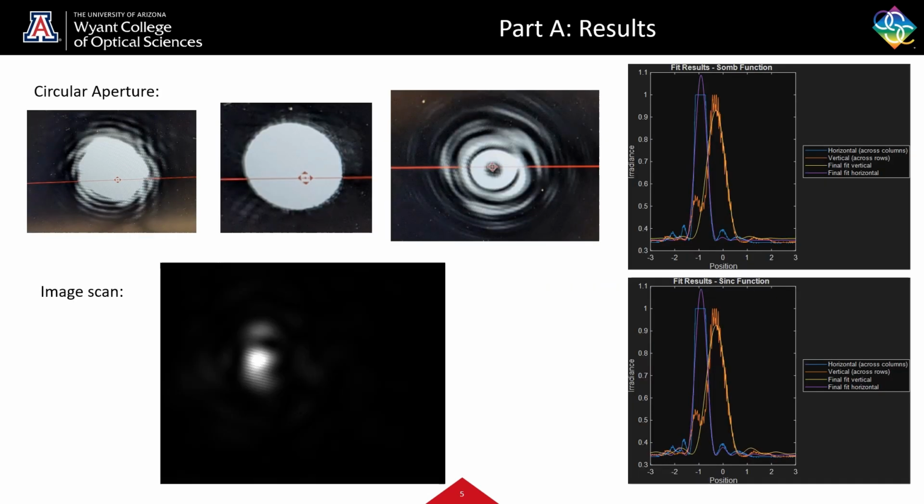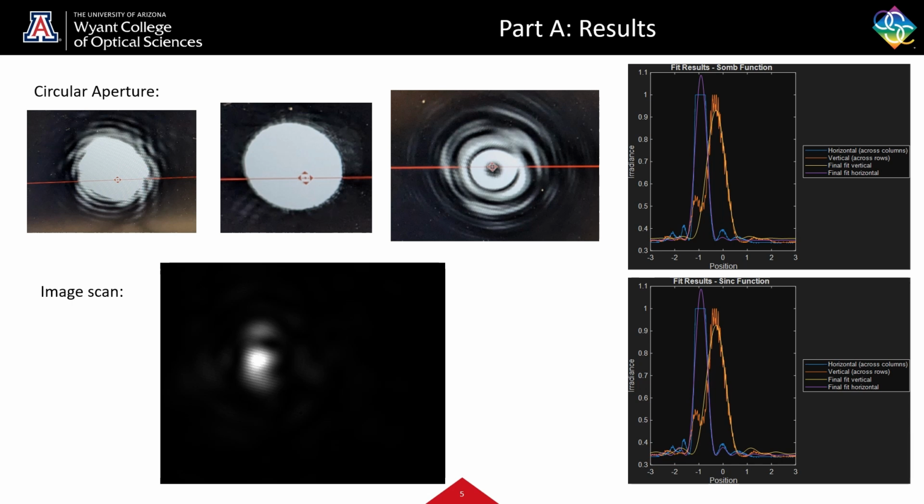This is the data from the circular aperture, with the three images at the top following the same pattern as the slides that came before. The images scanned below them are the images from the actual data and sensor. The plateau in the data is due to oversaturation of the sensor.